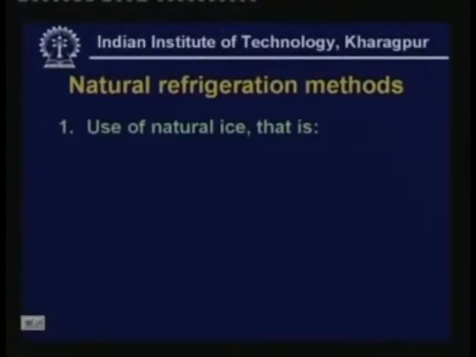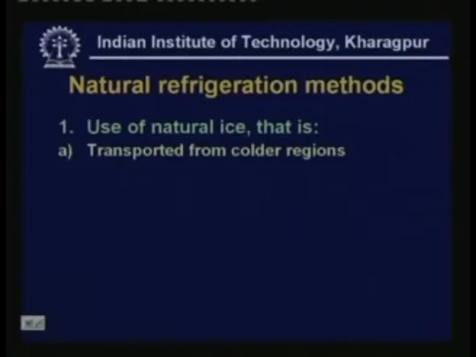The most important of these is the use of natural ice. Natural ice can be obtained from colder regions, and it can be transported to regions where it is not available. For example, ice is available in polar regions, so you can cut blocks of ice from the polar region, and they used to be transported to other areas. This used to be a very flourishing business in olden times. Of course, the ice used to come all the way from America even to countries like India.